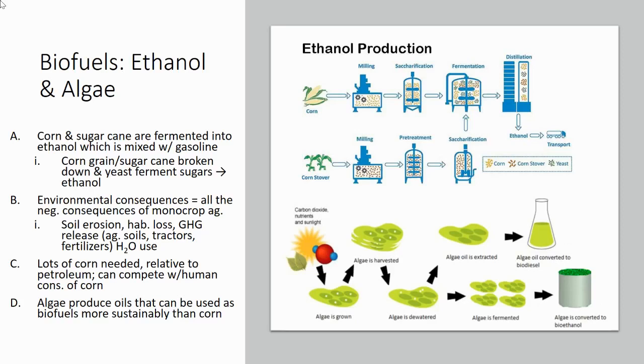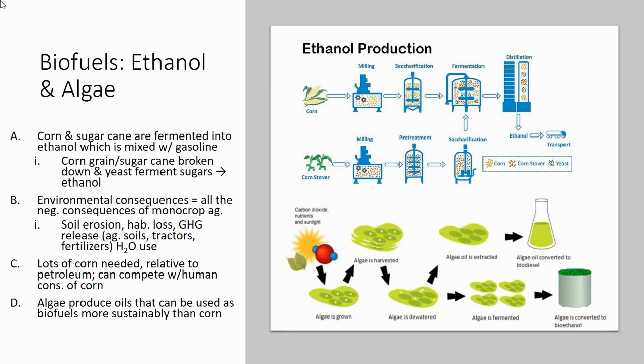So, diving a little more into our ethanol production and potential solutions. Remember, we know ethanol is a substitute for gasoline, but how do we make it? We take it from corn and sugarcane, which is fermented by yeast, eventually turned into ethanol, and mixed with gasoline.